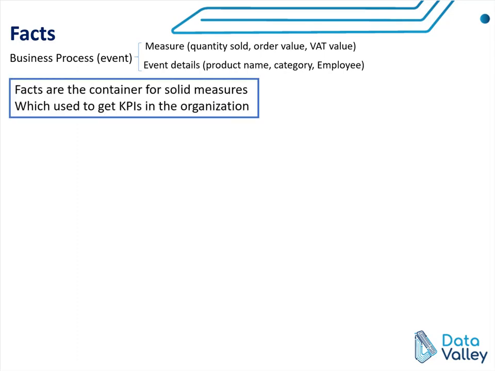Facts are the container for solid measures, which we use to get KPIs in our organization. So fact will be responsible to store the measure side, not event details. Event details or business process details, as we discussed before, will be stored in our dimensions. So facts are the container for our measures.